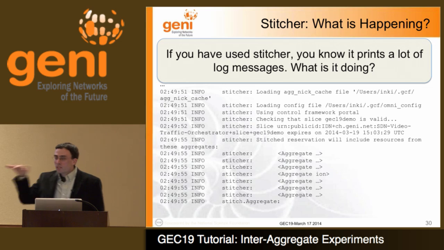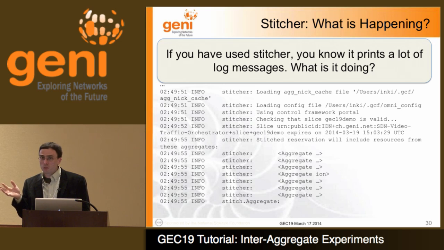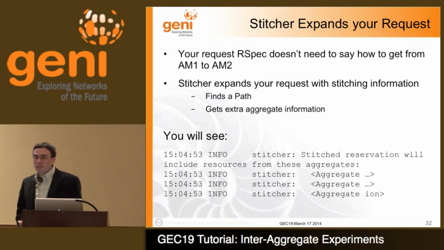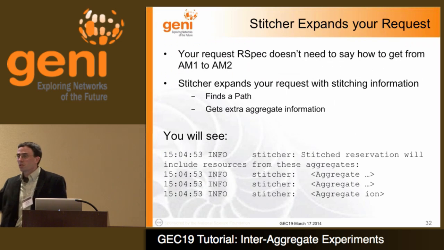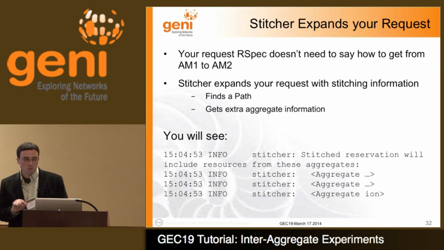So when Stitcher runs, it starts out printing a bunch of stuff, and I'm going to explain some of what it's doing, including highlighting the things which Stitcher does that FLACK doesn't do. First thing that it does is it expands your request. It tells you how to get from Wisconsin to Stanford or wherever your two aggregates were, and discovers, oh wait a minute, in order to connect these two, I have to go across ION, for example. That is something which, if you hit the right buttons, FLACK can do. It can expand your request.